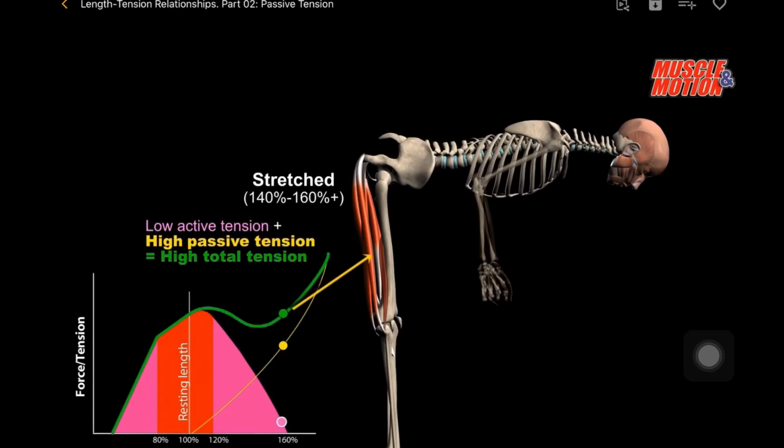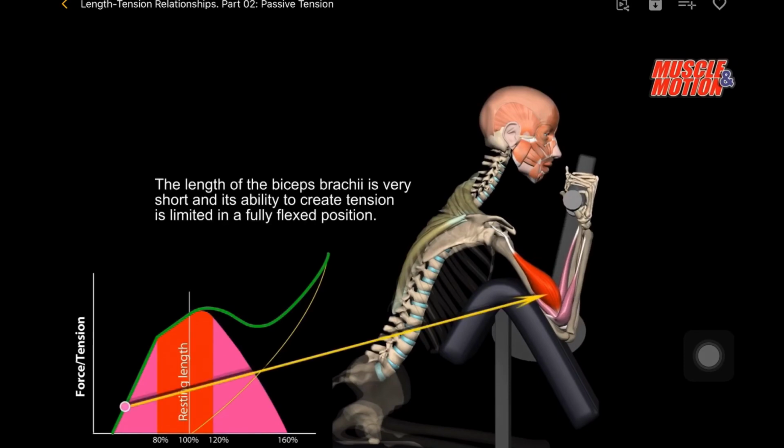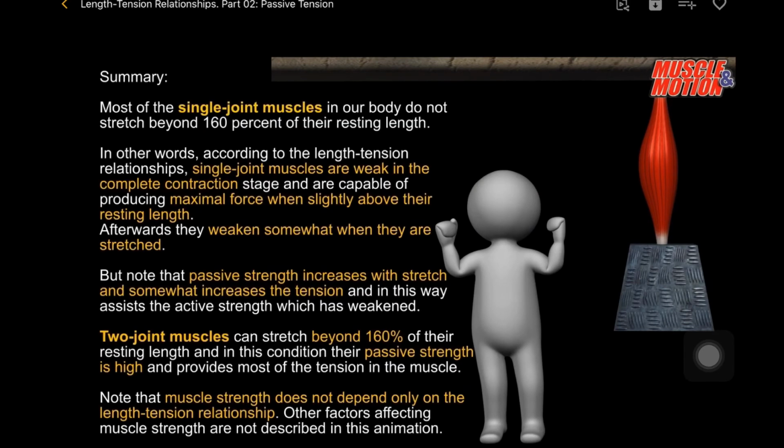Another example is the preacher curl exercise. The length of the biceps is very short and its ability to create tension is limited in a fully flexed position. Most of the single joint muscles in our body do not stretch beyond 160% of their resting length.